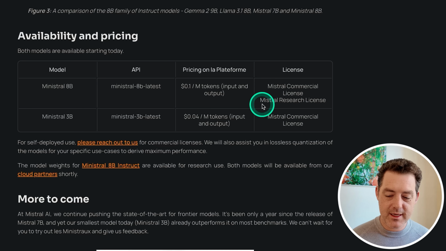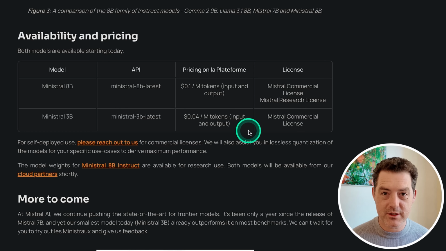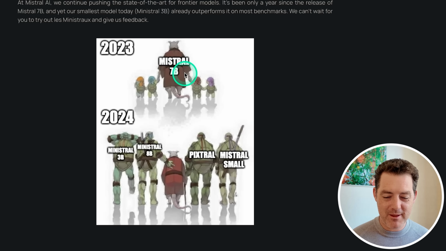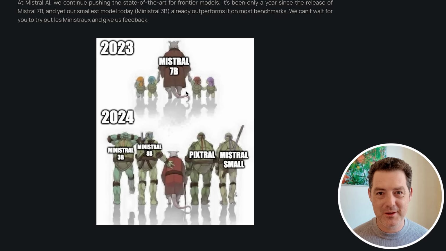It is a commercial license, and they also have a research license. So if you do want to download the model and the weights, you can apply for a research license. So not quite open source. And I just love the meme that they put out. So 2023 Mistral 7B, and then all of a sudden we have all these other incredible models: Pixtral, Mistral Small, Mistral 8B, Mistral 3B, walking Mistral 7B into the future.